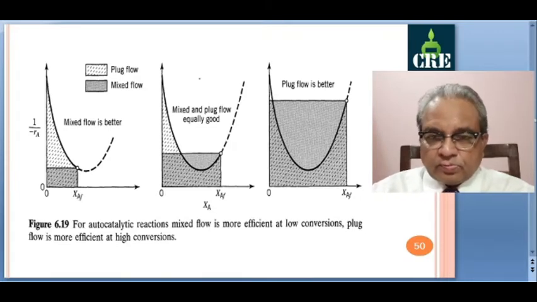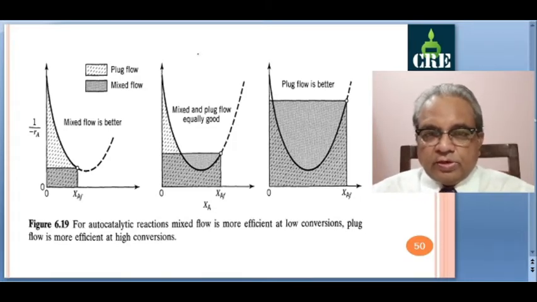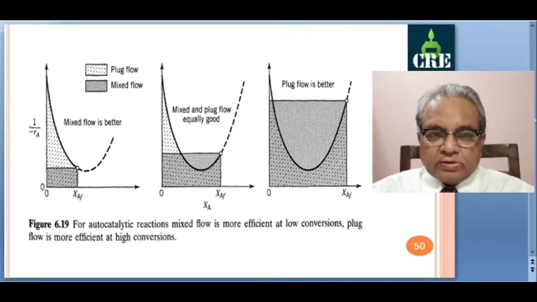Now here you can see three different representations. In the first figure, this dashed area indicates plug flow, and this shaded area is mixed flow. So for low conversions, you can see the mixed flow is better. This area is less than this area, and area is a representation of volume as well as tau.